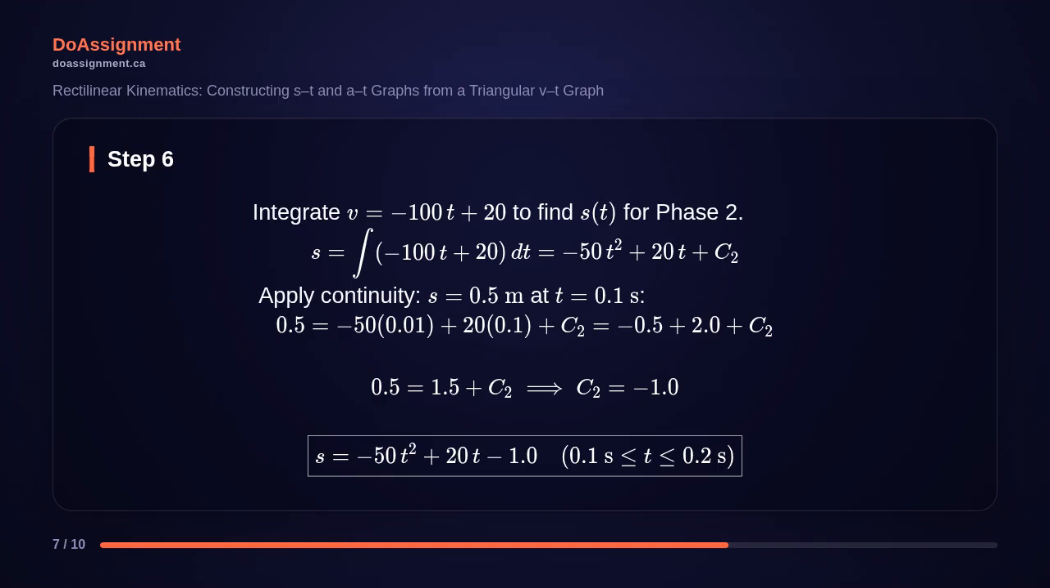For phase 2, integrate negative 100t plus 20 to get negative 50t squared plus 20t plus a constant. Applying the continuity condition that s equals 0.5 at t equals 0.1 seconds gives the constant as negative 1. So in phase 2, position equals negative 50t squared plus 20t minus 1.